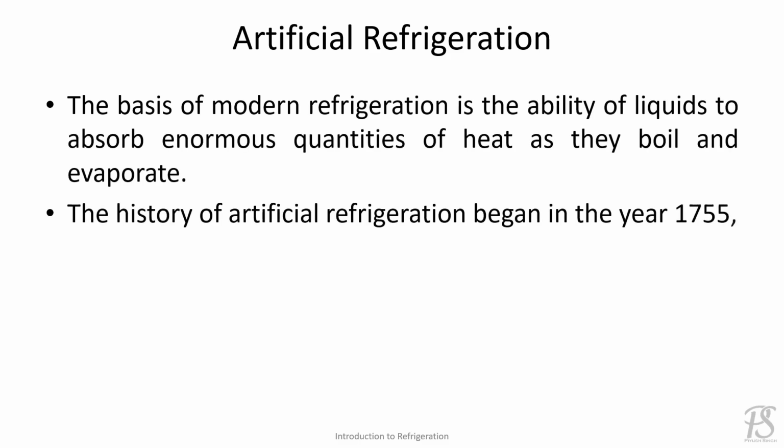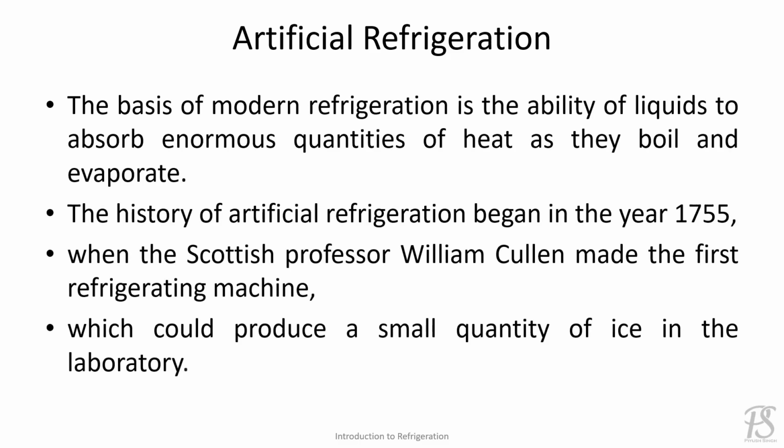The basis of modern refrigeration is the ability of liquids to absorb enormous quantities of heat as they boil and evaporate. The history of artificial refrigeration began in the year 1755 when Scottish professor William Cullen made the first refrigerating machine, which could produce a small quantity of ice in the lab.